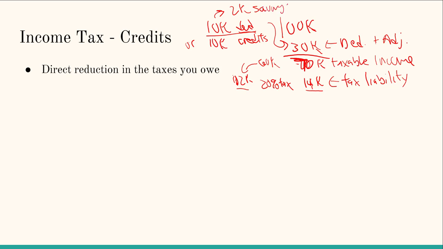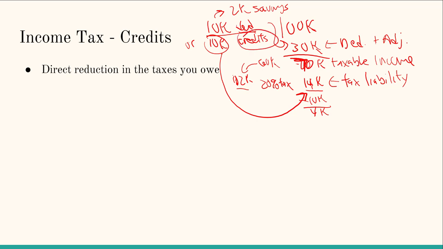Okay. What a credit is, however, is a direct dollar for dollar reduction to that. So we're basically taking a 10K, we subtract 10K here, and we pay 4,000 in tax. So the credits are far more valuable.